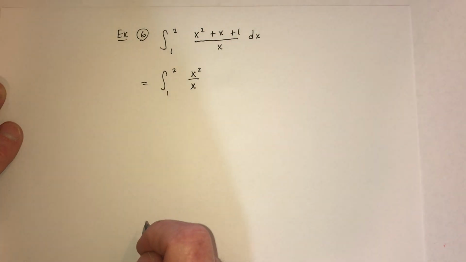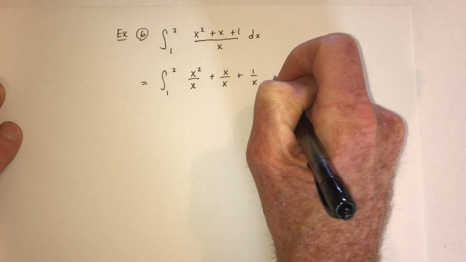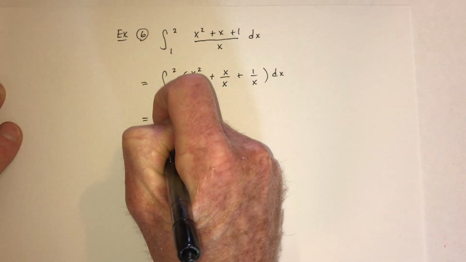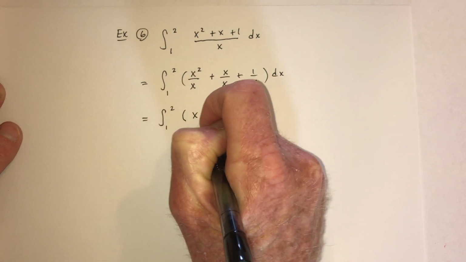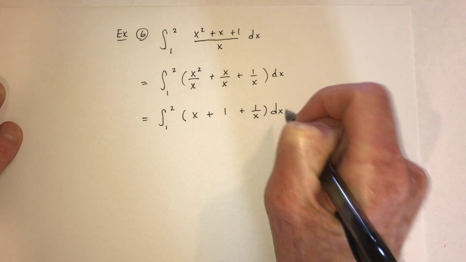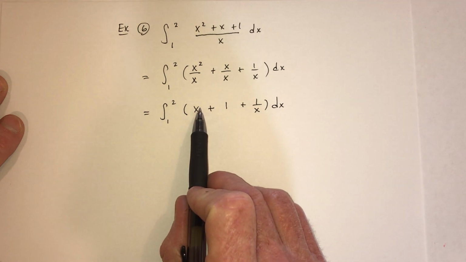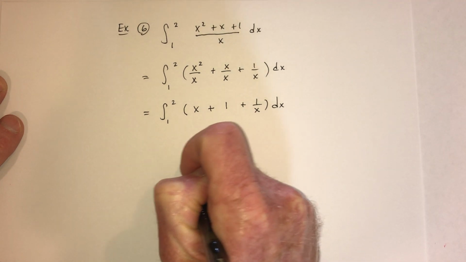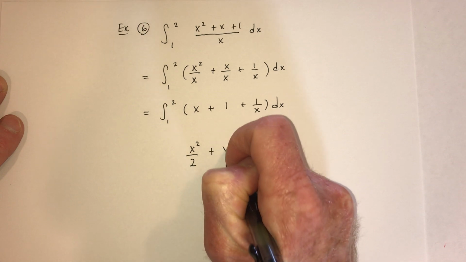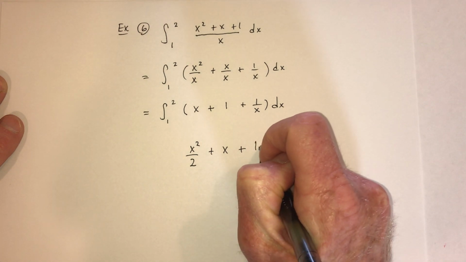One says x squared over x. The middle one will say x over x. The third one will be 1 over x. And then I should even reduce those, so the first one will just be x, the middle term is a 1, and the last one is just 1 over x. Now find the antiderivatives. This one's exponent is a 1, so add 1, that's going to be x squared over 2. The antiderivative of 1 is just an x. And then the antiderivative for 1 over x, that's going to be the natural log of x.